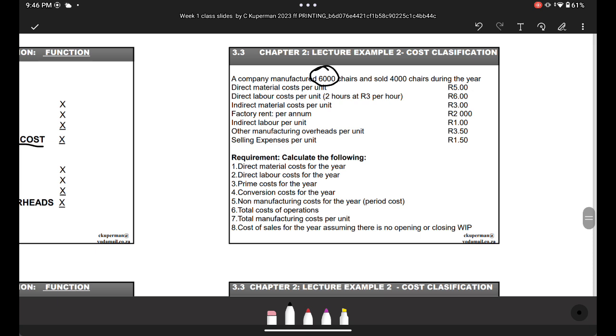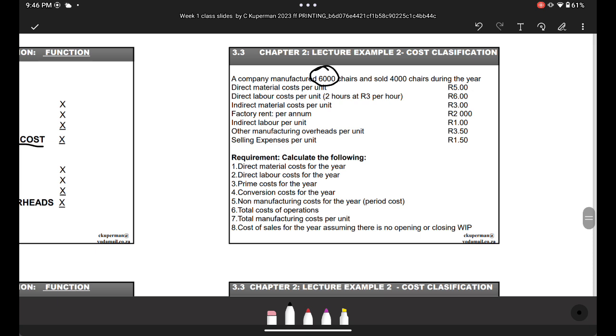Direct labor, it's the same. You do that, right? But this says 2 hours and 3 rand per hour. 6 rand. It'll be 6,000 times 6, because they say per unit.